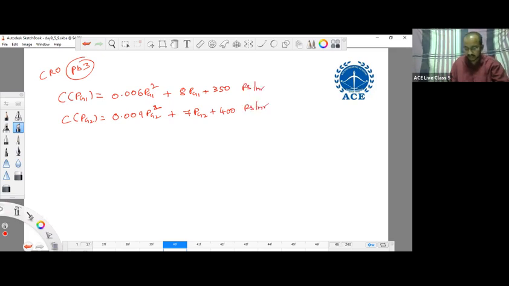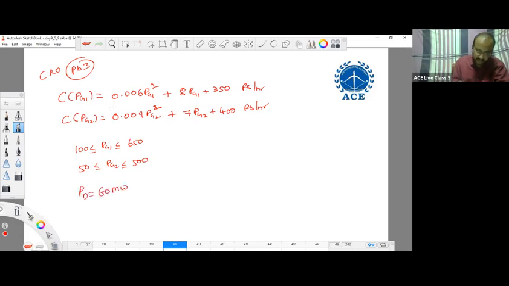Limits are given on Pg1: 100 less than or equal to Pg1 less than or equal to 650, and limits on Pg2: 50 less than or equal to Pg2 less than or equal to 500, and PD is 600 megawatt. Sorry, not 60. PD is how much here? 600 megawatt. Okay.